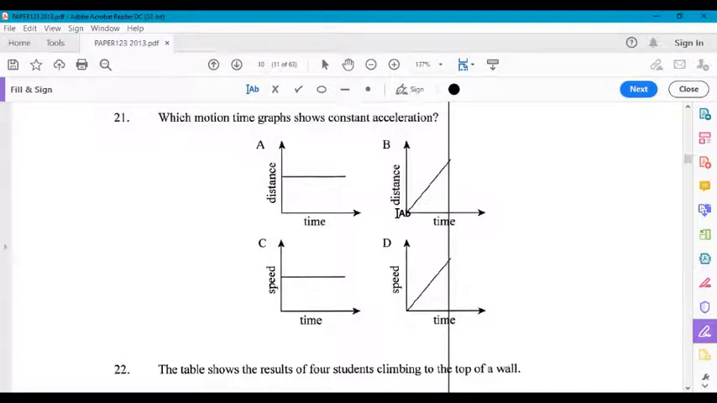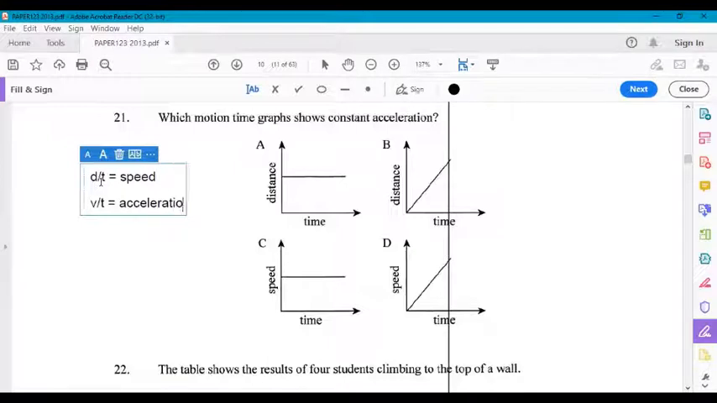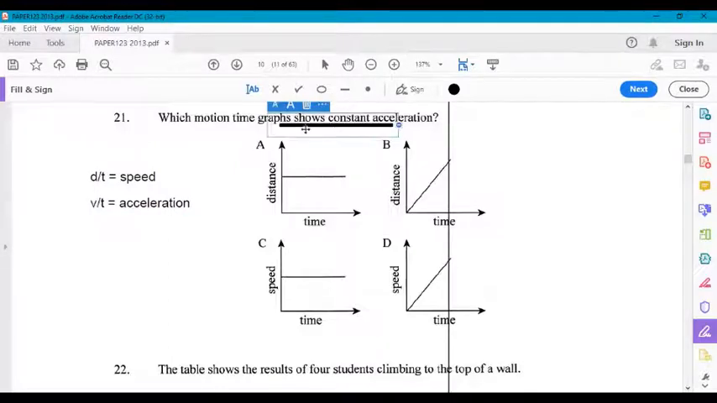All right, number 21. Which motion time graph shows constant acceleration? So we have 2 types of graphs here. We have distance time graphs and we have speed time graphs. DT graphs, remember, the slope of those graphs gives us the speed. VT graphs, the slope of those graphs gives us the acceleration. Constant acceleration: when you see the word constant, you're looking for, just like what I drew just now, a straight line. Straight but slanted. You're not looking for a flat line.